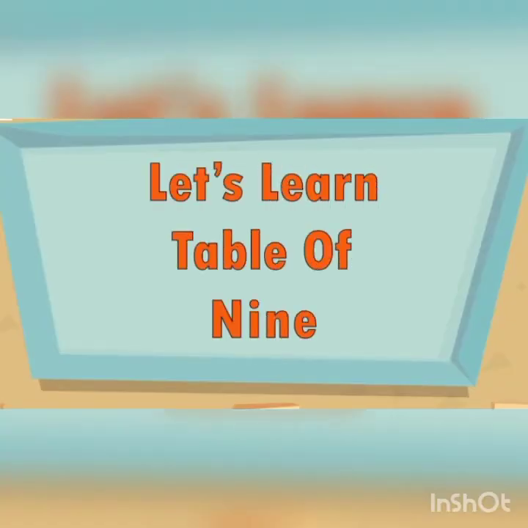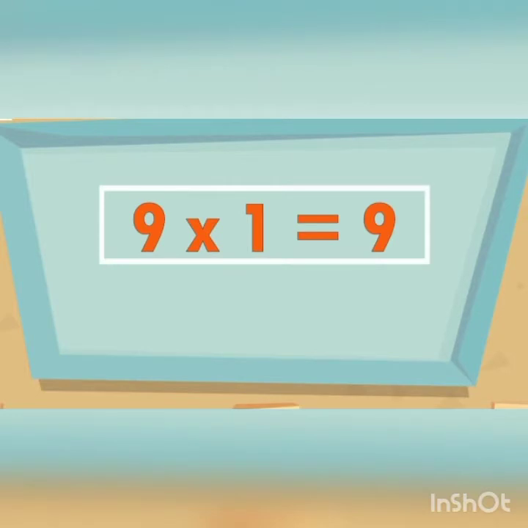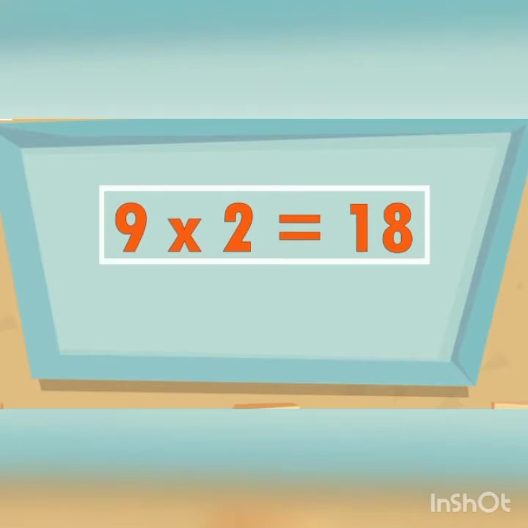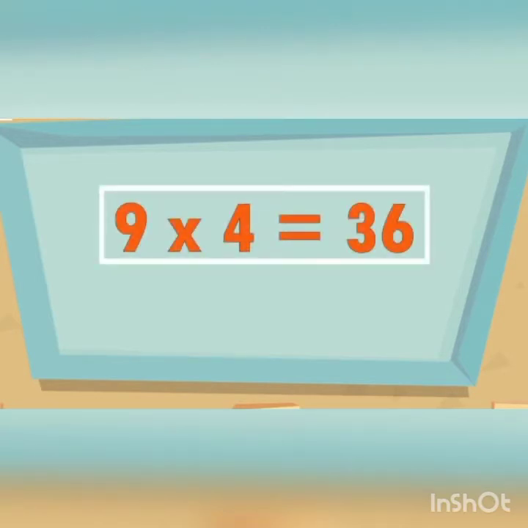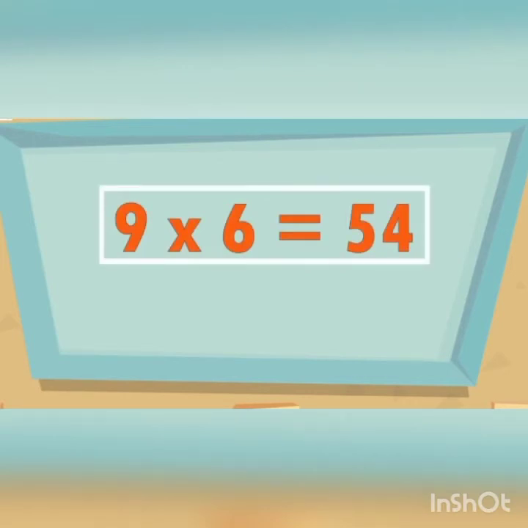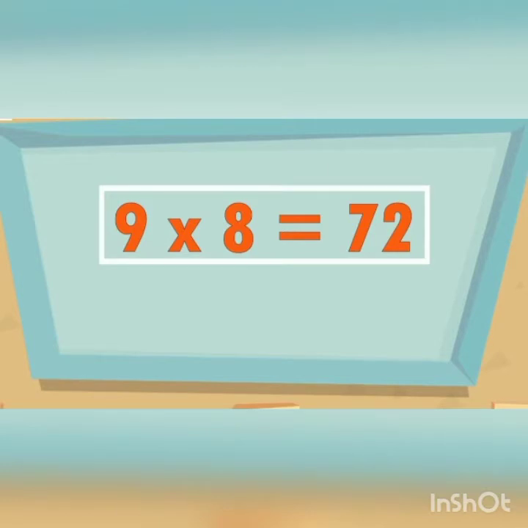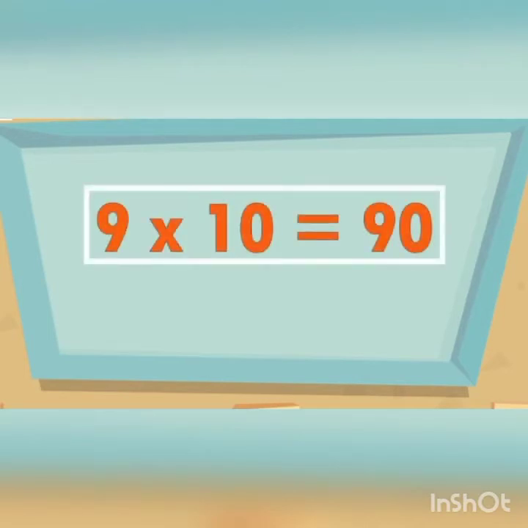Now let's learn the table of 9. 9 1s are 9. 9 2s are 18. 9 3s are 27. 9 4s are 36. 9 5s are 45. 9 6s are 54. 9 7s are 63. 9 8s are 72. 9 9s are 81. 9 10s are 90.